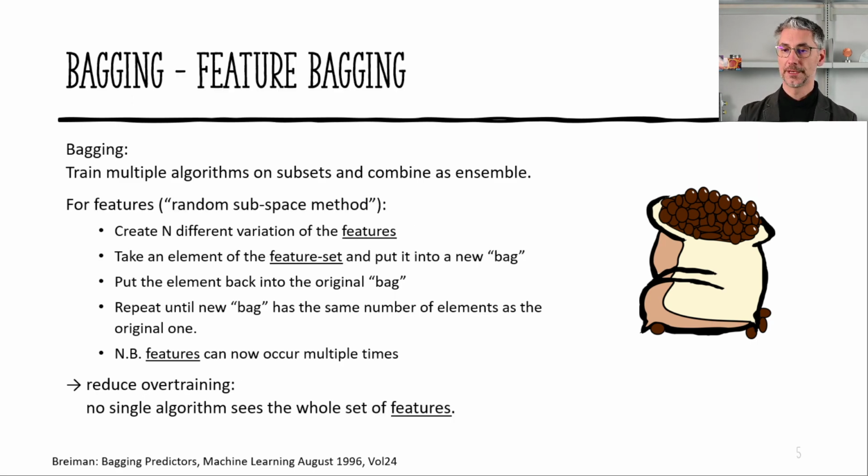We can also do the same thing with features, really. We don't need to limit ourselves to data, we can also do this with the variables. So here is what we call feature bagging, and we train multiple algorithms on subsets and then combine them as an ensemble, as we did before, but now for features. This is also called the random subspace method. So we create n different variations of the features and put them into a new bag and put the element back and so on, and now the features can occur multiple times. This also helps to reduce overtraining because no single algorithm sees the whole set of features. You can also, of course, combine the two approaches.